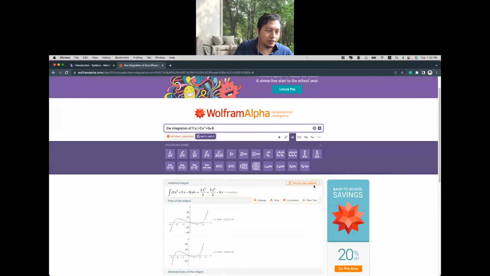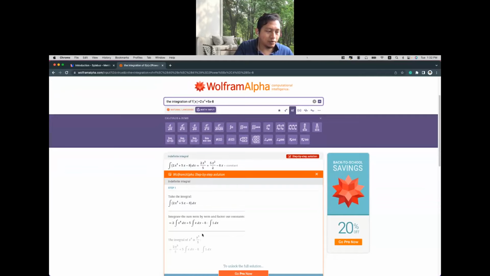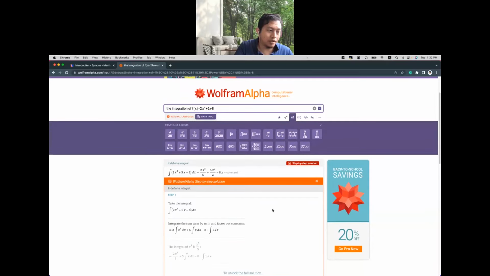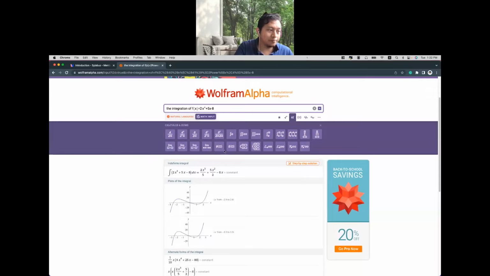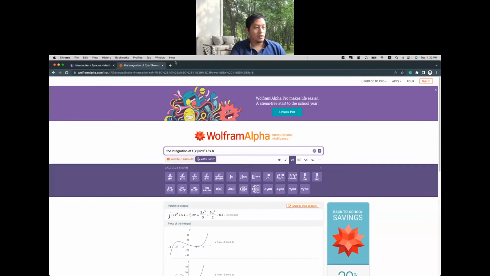And sometimes they have this step-by-step solution if you want to look more in the details, but you can just see the early step. The next step, however, you need to unlock and pay some money, but I'm not suggesting to pay. Wolfram Alpha is basically for checking whether you get the correct answer or not. Okay? So that's Wolfram Alpha.